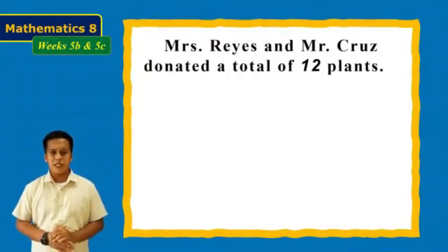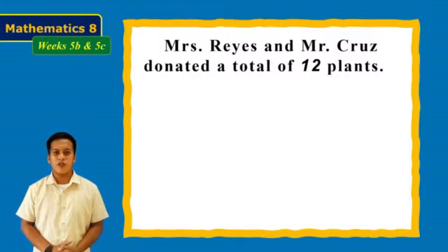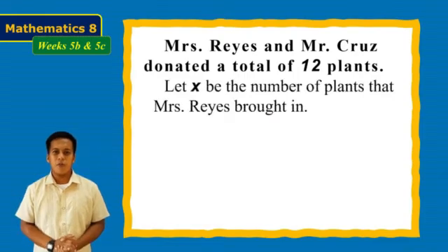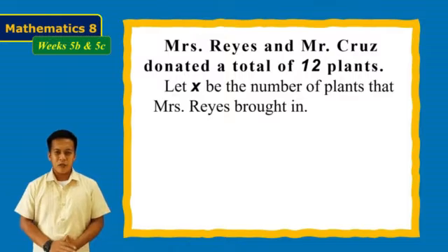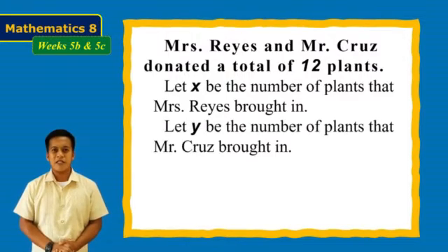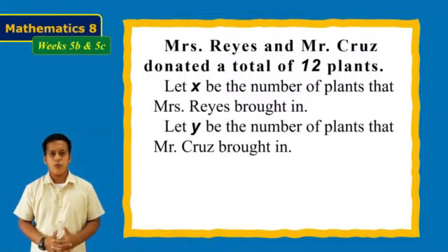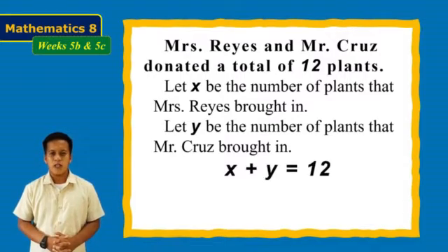Mrs. Reyes and Mr. Cruz donated a total of 12 plants. We can set an equation for this statement. First, we let X be the number of plants that Mrs. Reyes brought in. Let Y be the number of plants that Mr. Cruz brought in. Next, we put them together to form an equation. That is, X plus Y equals 12.